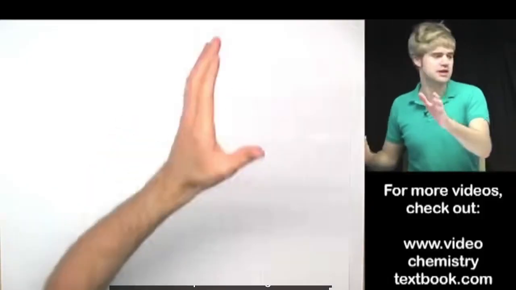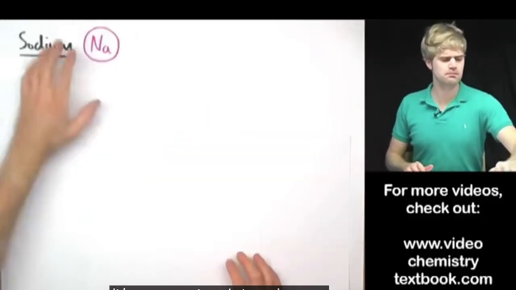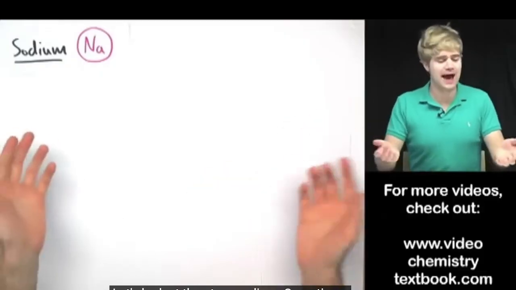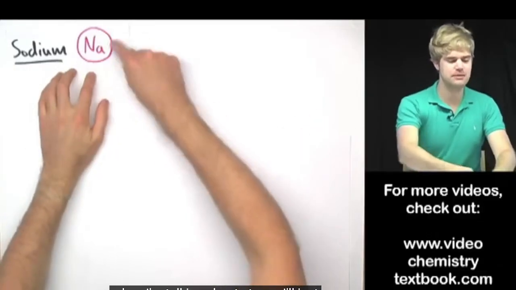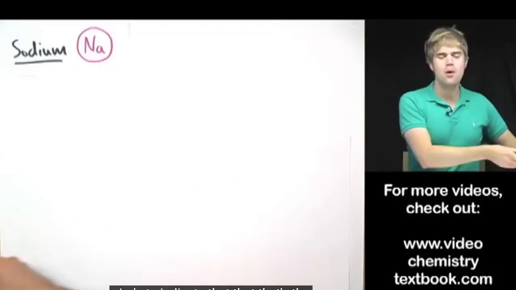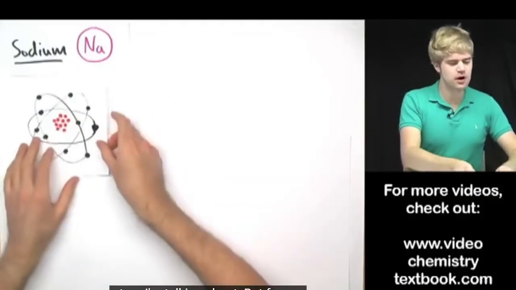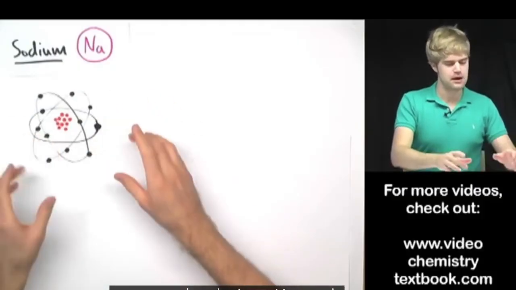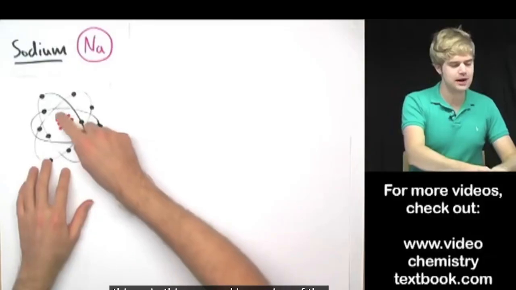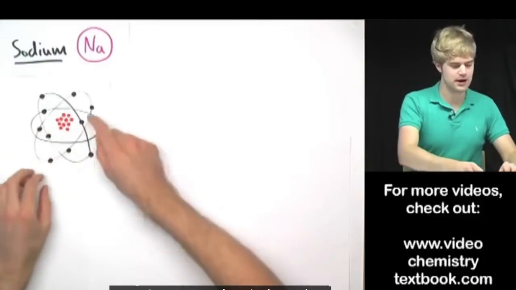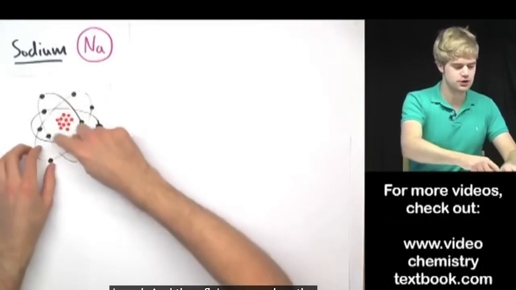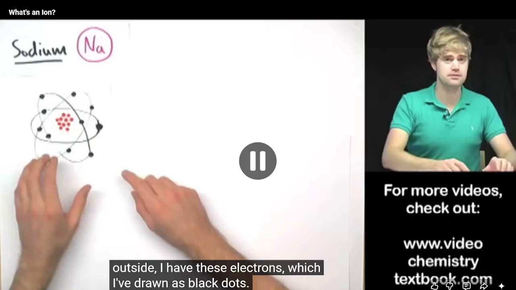Let me give you a couple examples of how this happens. Let's look at the atom sodium. Sometimes when I'm talking about atoms, I'll just draw them as the element name inside a circle to indicate that that's the atom I'm talking about. But for our purposes, we're going to want to zoom in a little bit more. Here I've drawn two things in this zoomed in version of the atom. I got protons here in the nucleus in red, and then flying around on the outside, I have these electrons, which I've drawn as black dots.